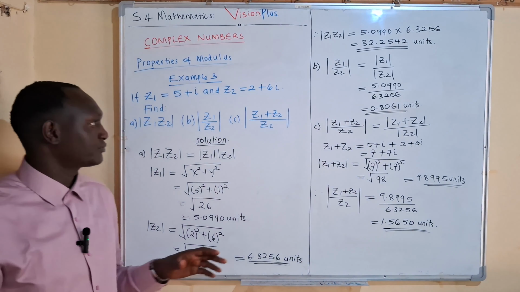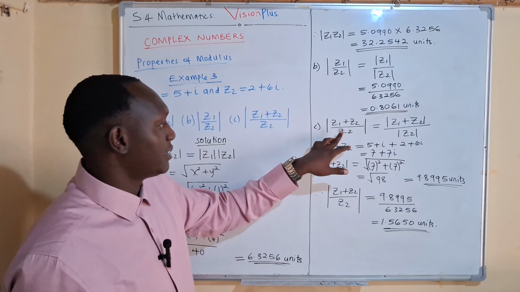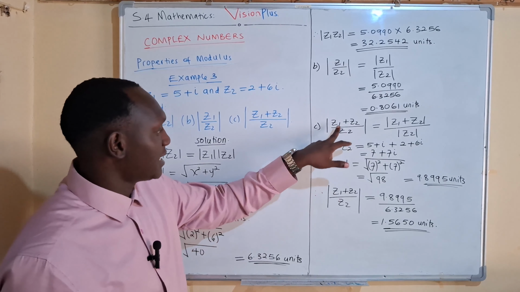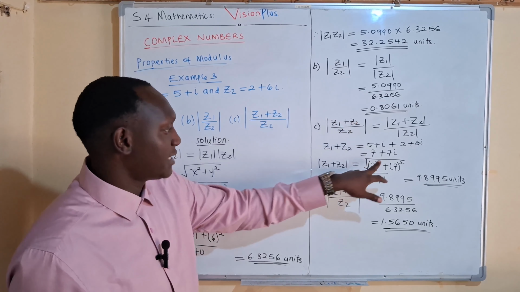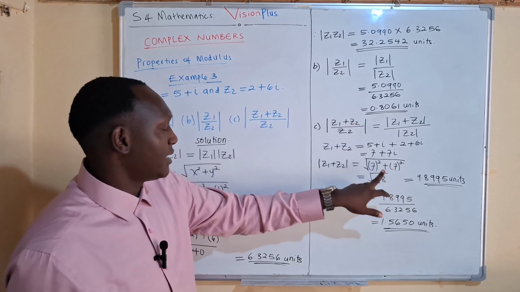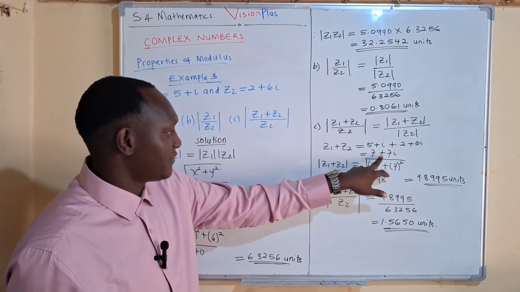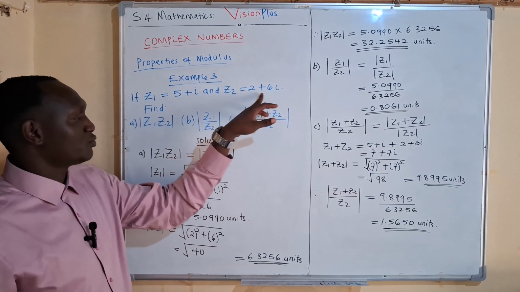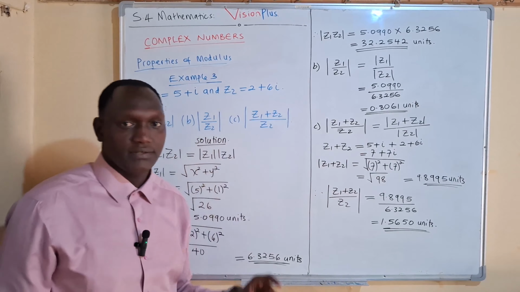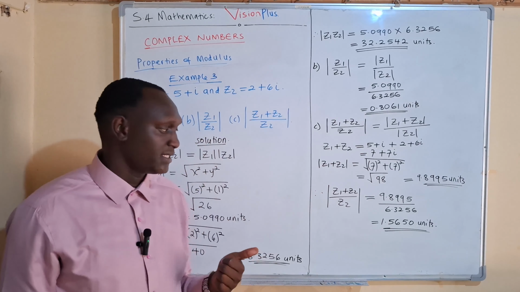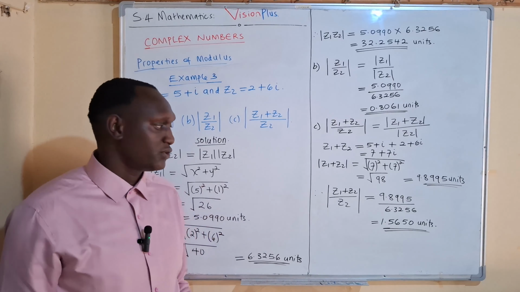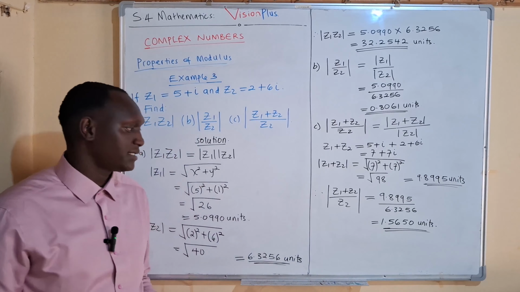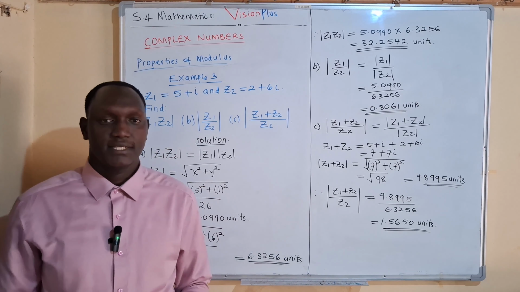But here you have liberty. What you can do is you can first add z1 plus z2, and then you get this answer, which is 7 plus 7i, and divide it by the value of z2, which is 2 plus 6i. You work out the division, you get a single complex number, and then you find the magnitude of that single complex number, and you'll be in a position to find the same answer as 1.5650.